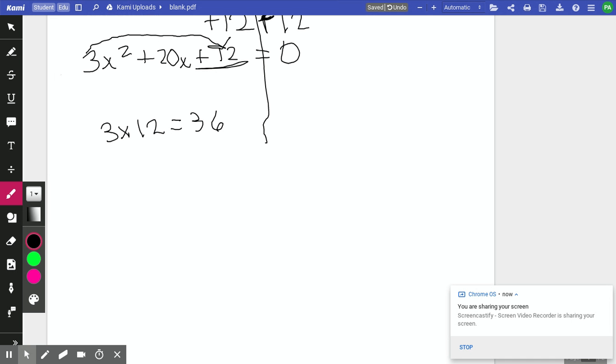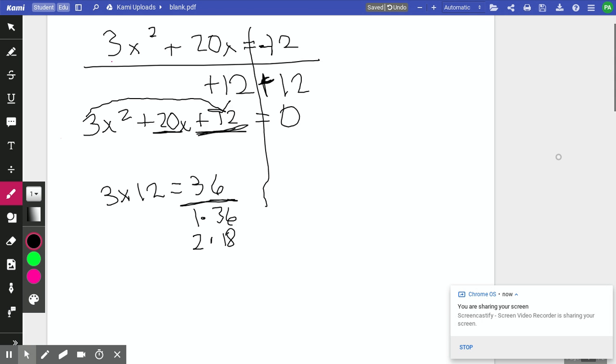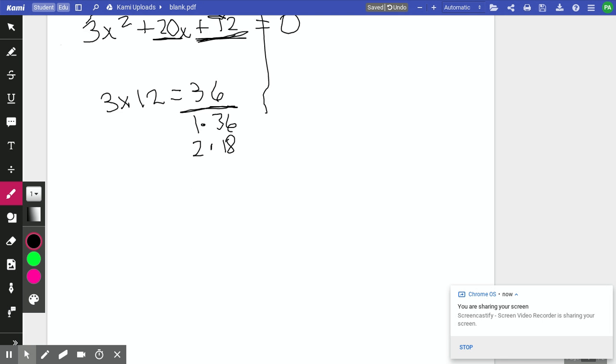And the next thing that you do is find two factors that multiply to 36 but also add to 20. So we're going to start with 1 and 36, 2 and 18. And this 12 becomes a positive because when we zeroed out the equation, it came onto this side and it became a positive. So it's no longer a negative, so none of these numbers have to be negatives. And then 3 and 12. Then we'll do 6 and 6.